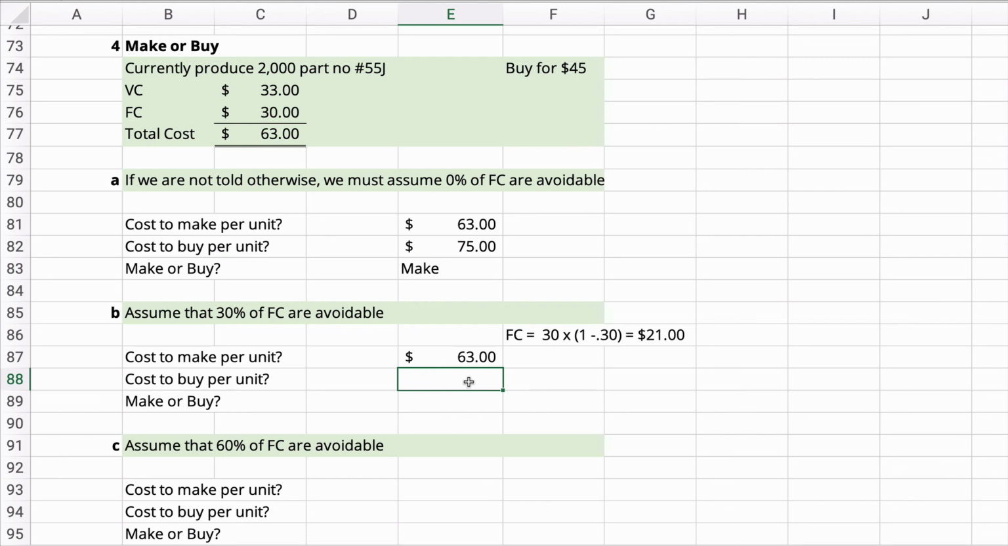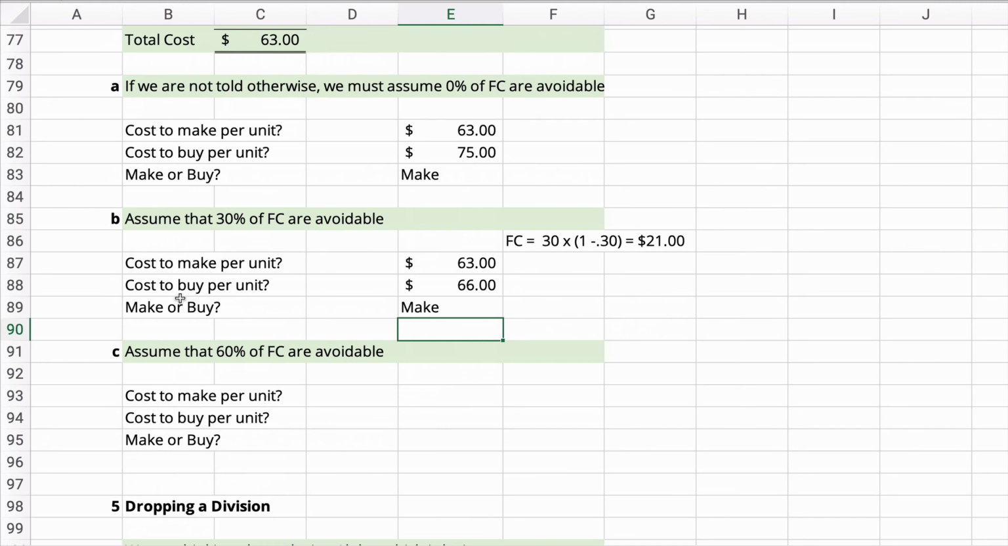Well, it's going to be the 45 plus the 21. So we're going to say that the cost to buy is going to be $66 and the cost to make is $63. So we still plan on making the product because it's still cheaper to make it rather than buy. We're making the assumption that only 30% of our fixed costs we can avoid if we decide not to make that part anymore. So let's change one more thing here.